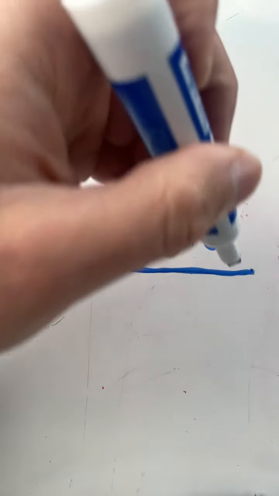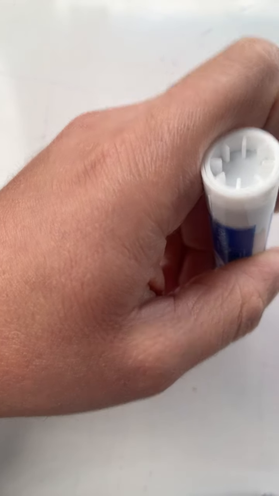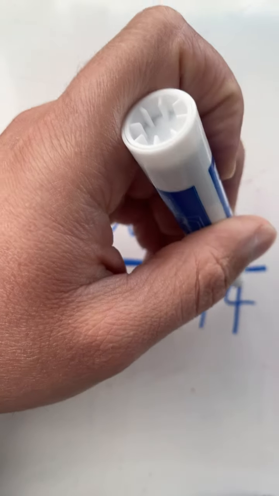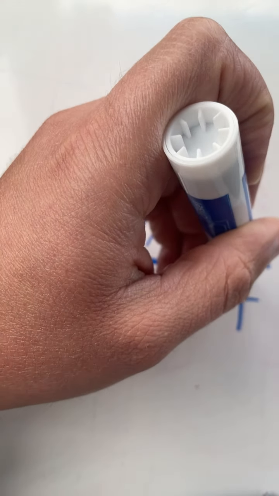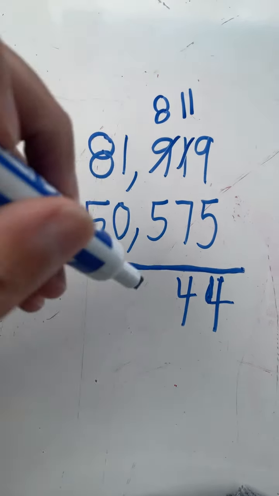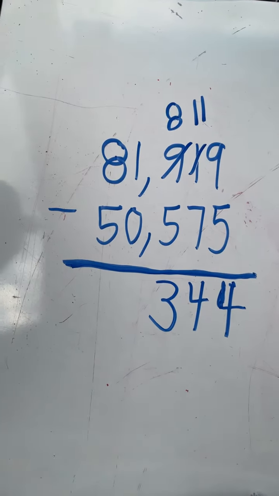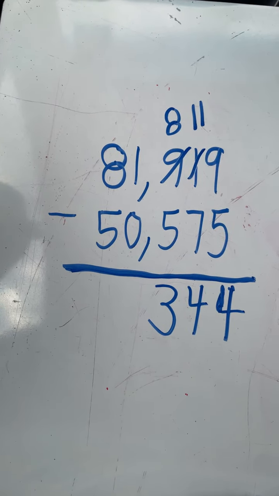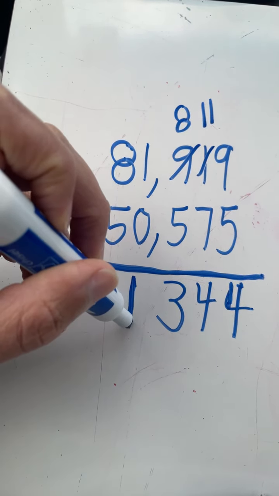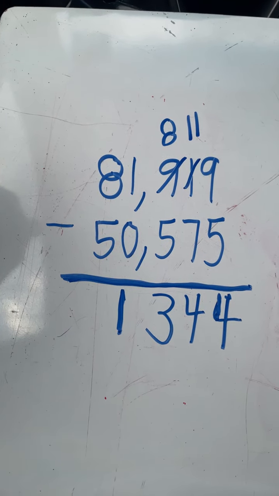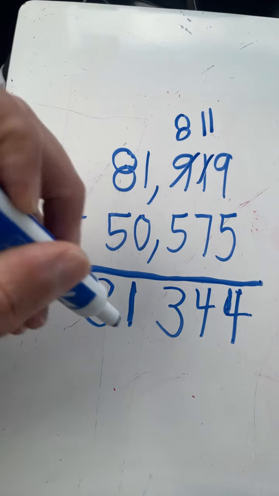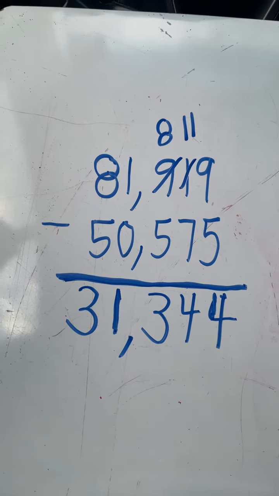So starting in the ones place, 9 minus 5 equals 4. 11 minus 7 also equals 4. Gonna make that 4 a little neater. 8 minus 5 equals 3. 1 minus 0 equals 1. And 8 minus 5, again, equals 3. And we have our final answer.